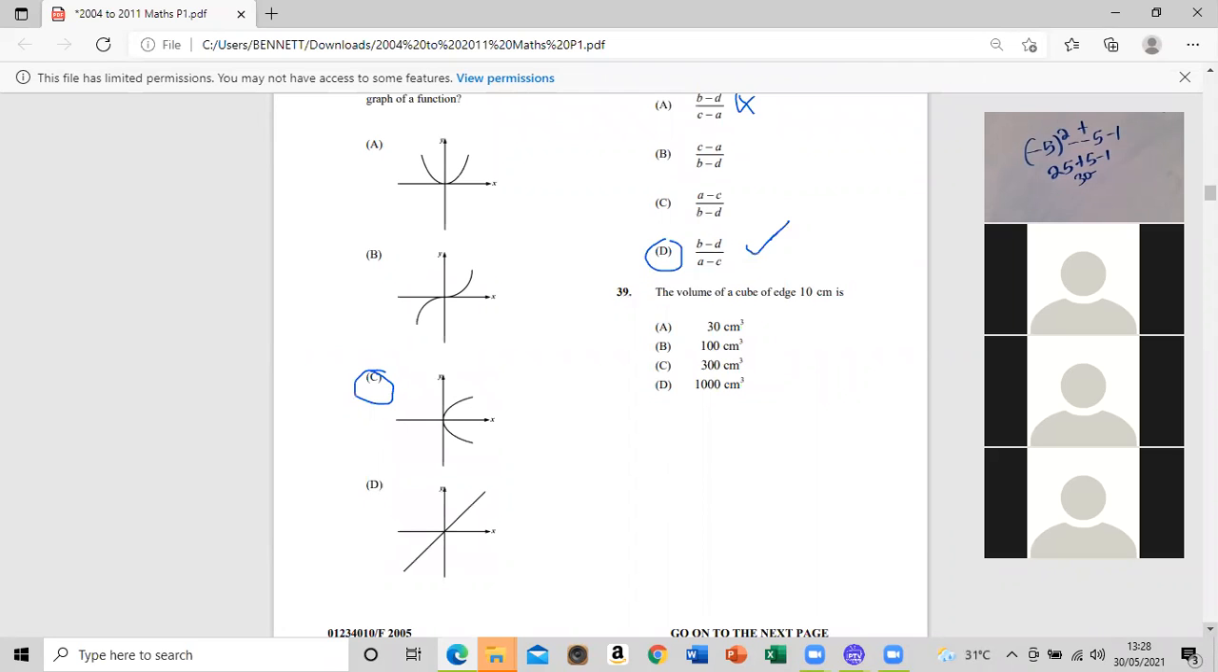The volume of a cube, oh, we did this already. What's the answer for this? Sir, D.